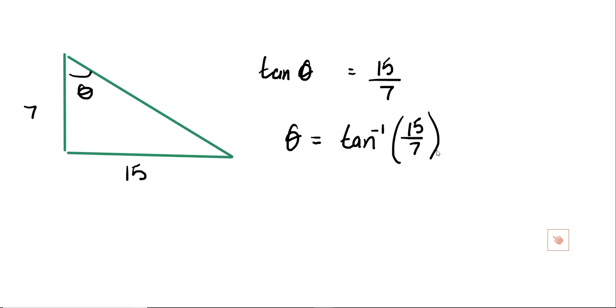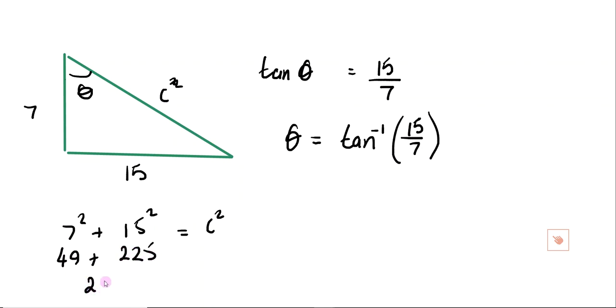3D? Whoa! Wow, that's way too fancy. Sorry, that would be 25? Well, 7 squared plus 15 squared equals c squared. So that's 49 plus 225, which would be 274. Square root of 274. 16.5. Yeah, not quite.